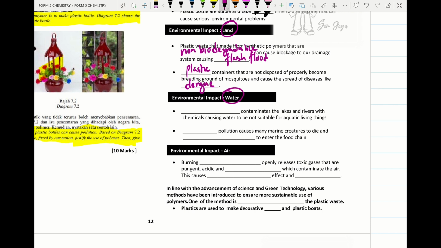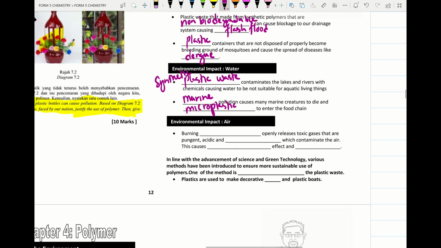Now we go for the environmental impact on water. Synthetic plastic waste contaminates lakes and rivers with chemicals, causing the water to be not suitable for aquatic living things. Next point, marine pollution causes many marine creatures to die, and the microplastics enter the food chain.